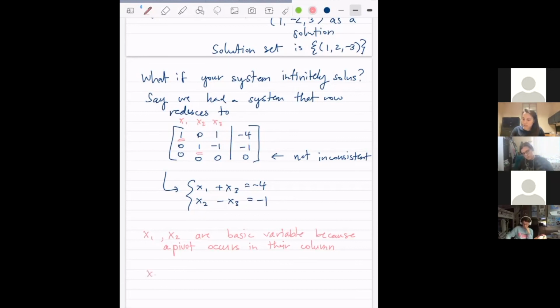So x3 is a free variable because no pivot occurs in the x3 column.